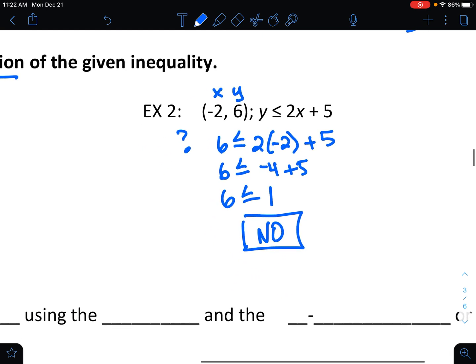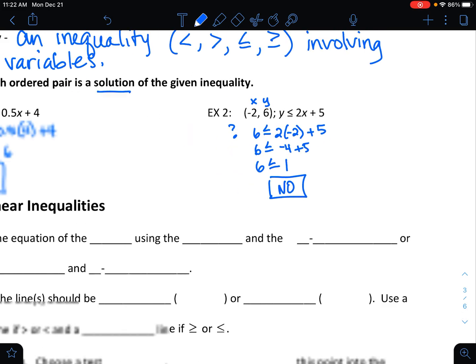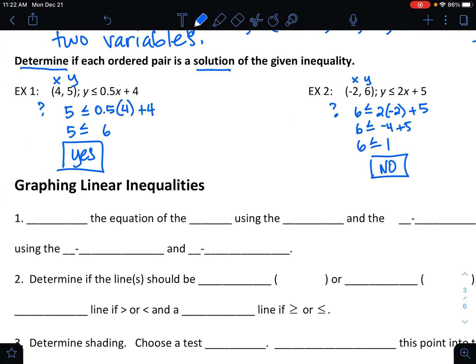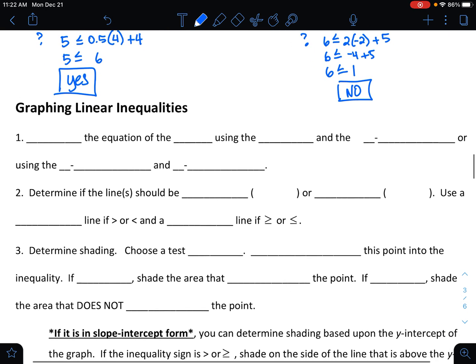Okay, I substituted in and ended up with 6 is less than or equal to 1, and that is not true. Therefore, the ordered pair (-2, 6) is not a solution. So if we were simply testing a solution or not, we could just plug in the value and decide true or false. Okay, let's get into graphing here.